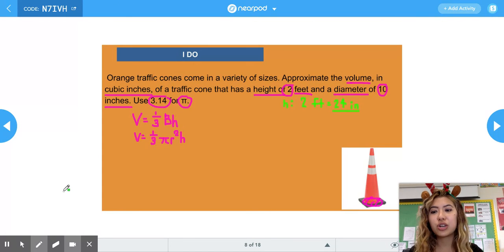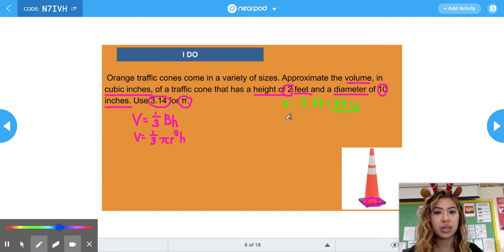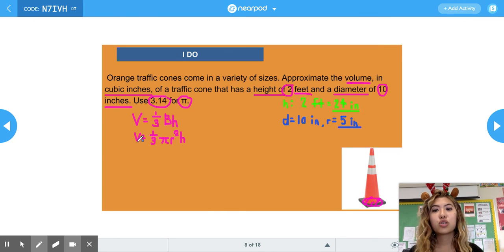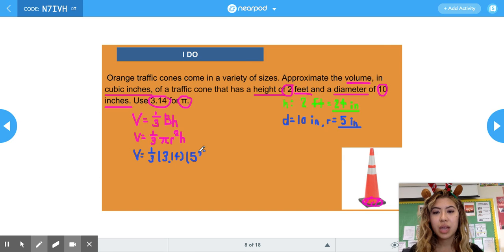And then another thing to note is that in this problem, they gave us what our diameter is, right? Our diameter is 10 inches. But our equation needs us to find out what our radius is. So our radius is half of our diameter, so half of 10 is 5. So now if we plug in the numbers, we have V is equal to 1/3. We're using 3.14 as pi. Our radius is going to be 5. And then our height is going to be 24.